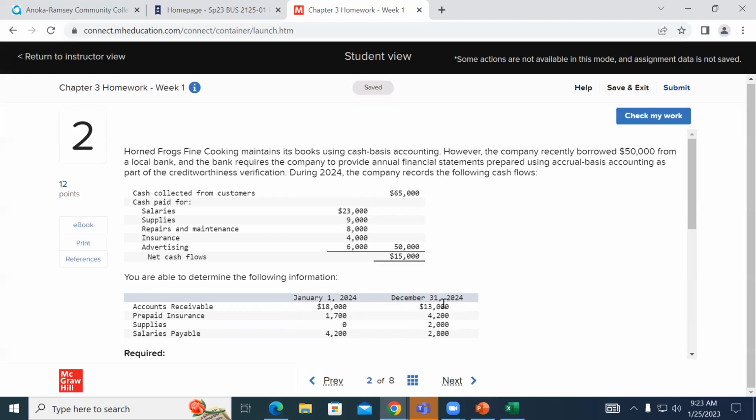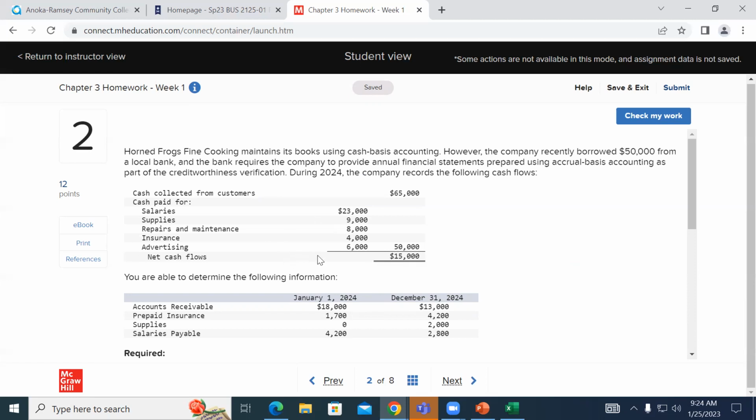So how much would that have been? 4,200 minus 1,700 is what? 2,500? Right? So shouldn't insurance expense really be 2,500 under the accrual basis? Do you see how I'm figuring that out?